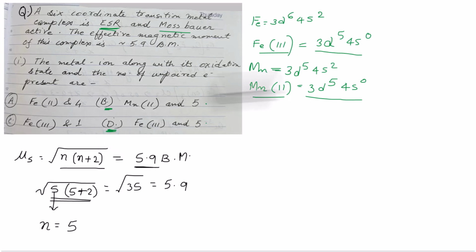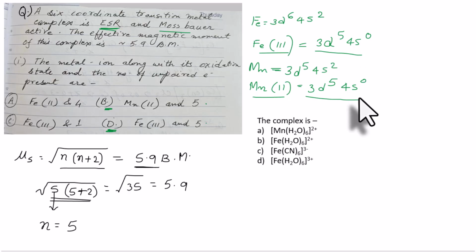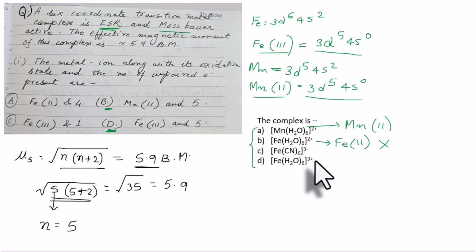Now there is a second part to this question again. The second part asks to identify the complex. So which one among these should be the complex? We have Mn(H2O)6 2+. Here Mn is in the plus 2 state with 5 unpaired electrons. This could be a possibility. Then there is Fe(H2O)6 2+. So Fe is in the plus 2 state, which is not a possibility.